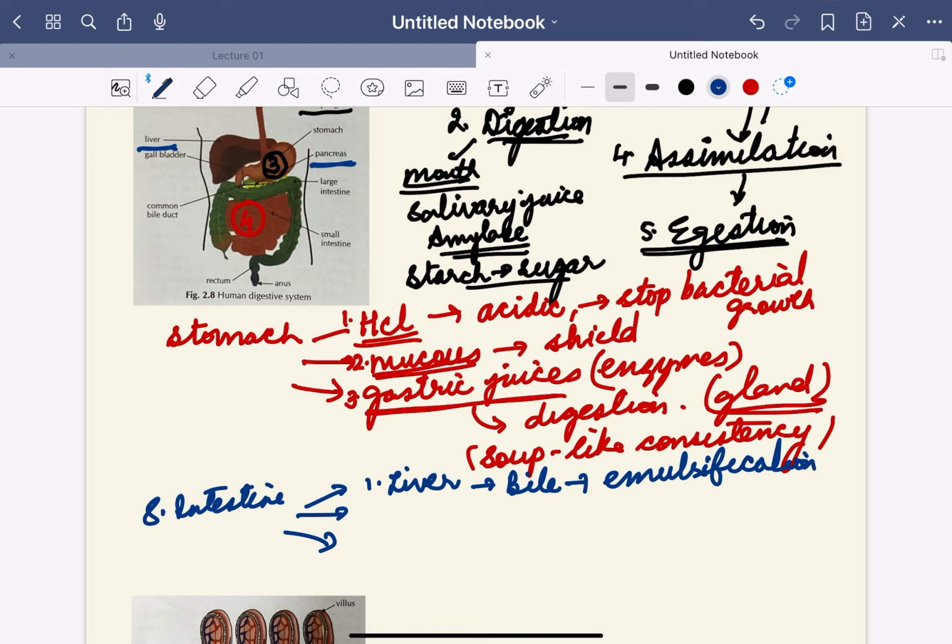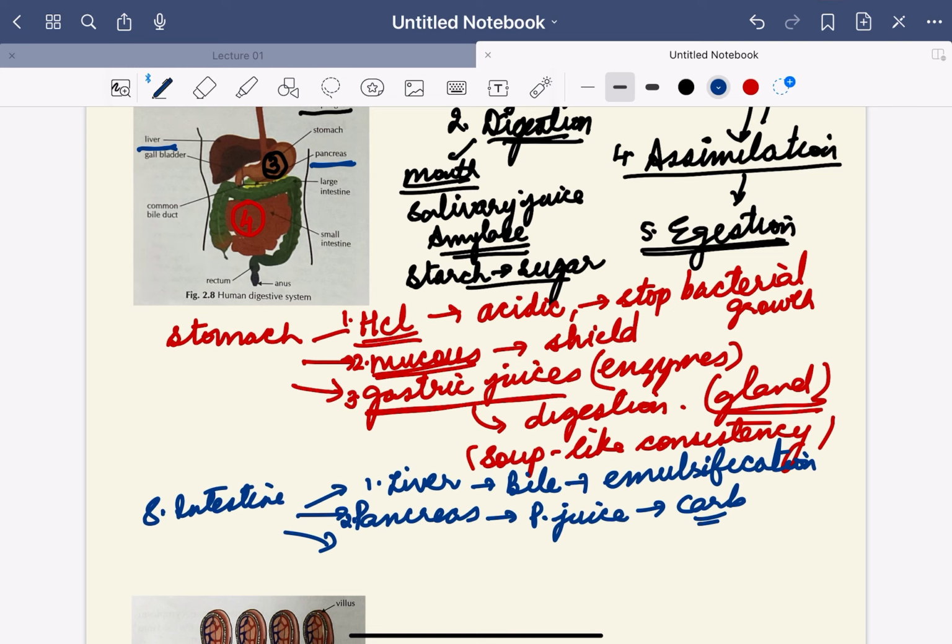That means making the bigger droplets of fats into smaller droplets. Next thing is the secretion of the pancreas. Now the pancreas is a leaf-shaped gland. It secretes pancreatic juice, which helps to further digest the carbohydrates that you have ingested along with the food.